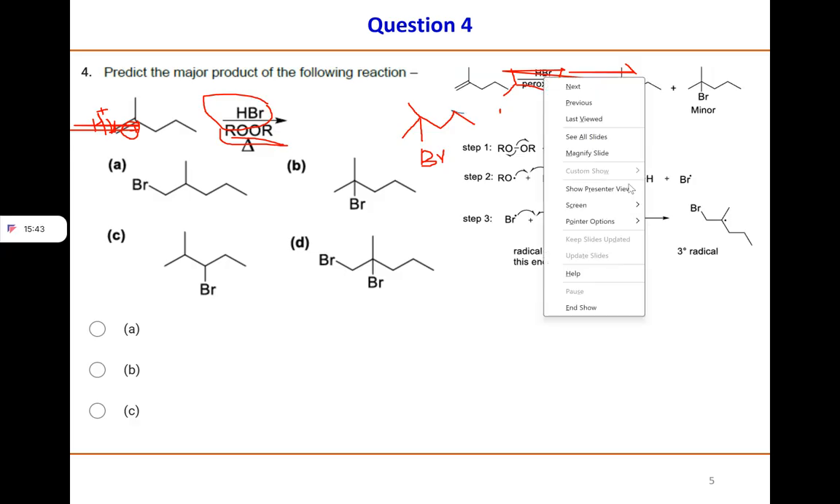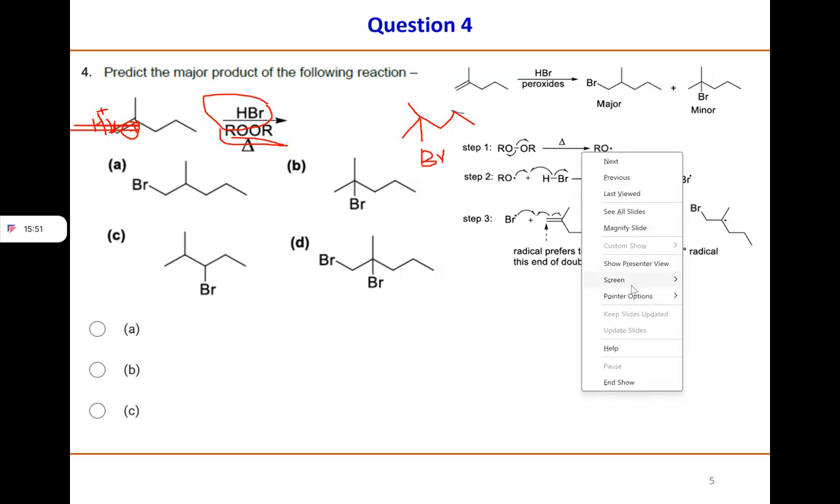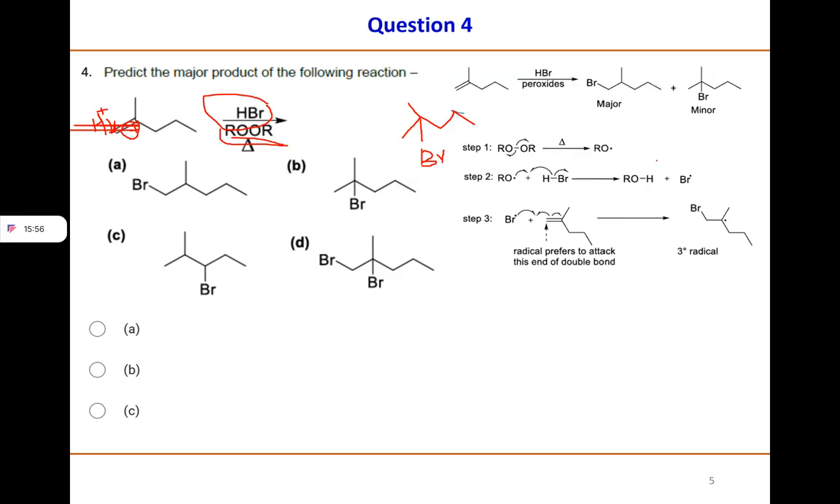So here we will see, initially the peracid will undergo, in thermal condition, it will form a radical. Okay, then an alkoxy radical will form here, and this alkoxy radical will take the proton from HBr to form the Br radical.